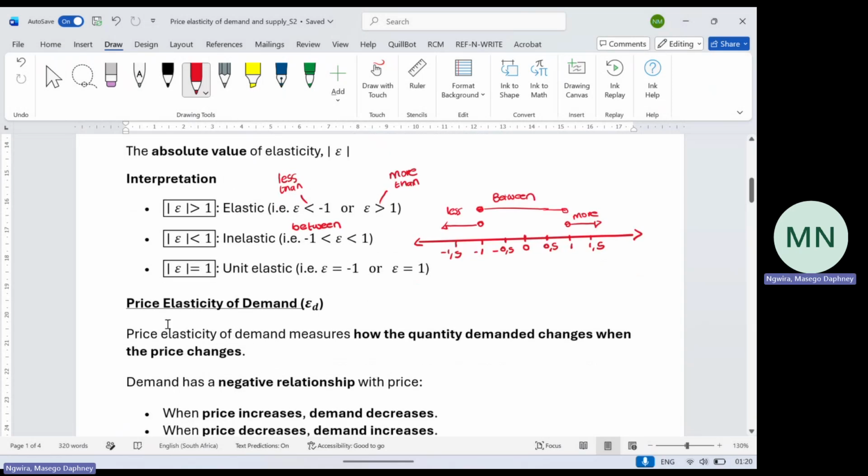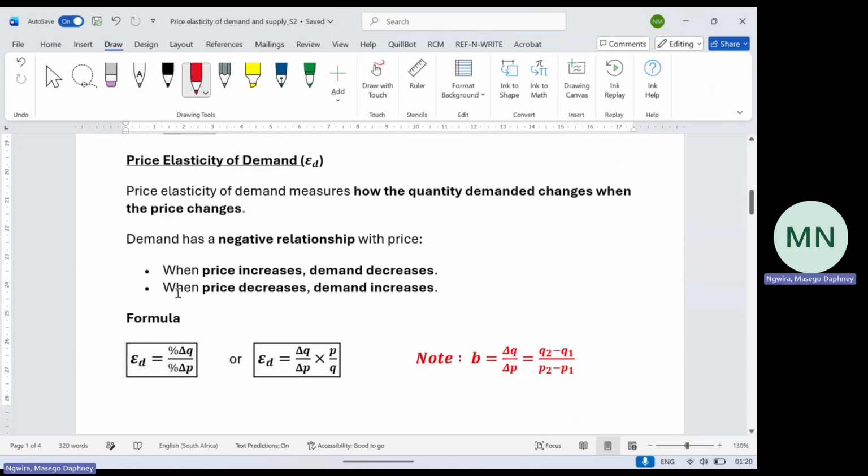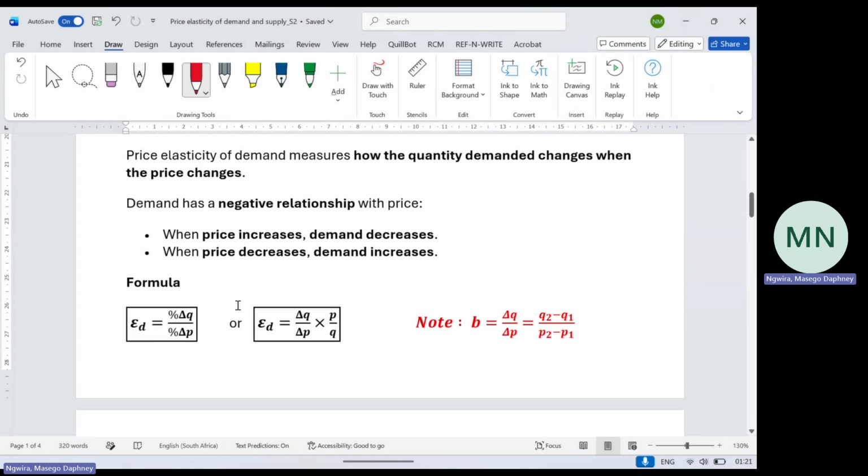And then we have price elasticity of demand. All right. So it says here that the price elasticity of demand measures how the quantity demanded changes when the price changes. And we know that demand has a negative relationship with price. When price increases, demand decreases, and when price decreases, demand increases.